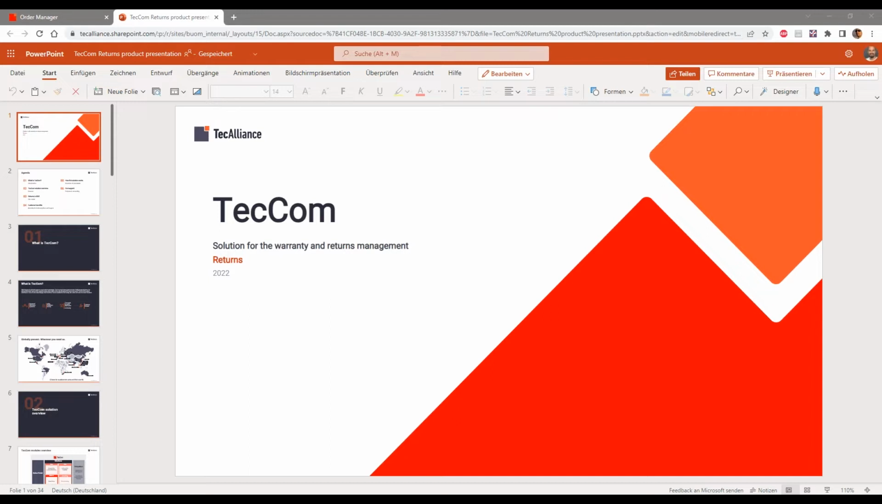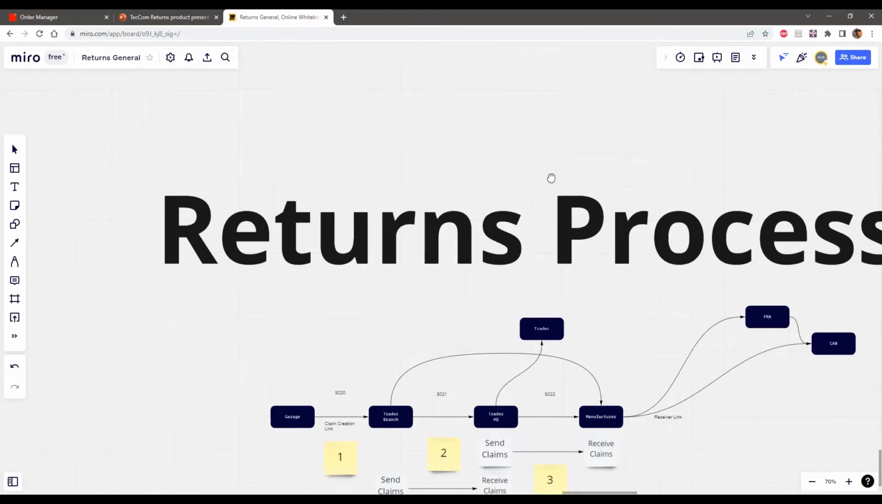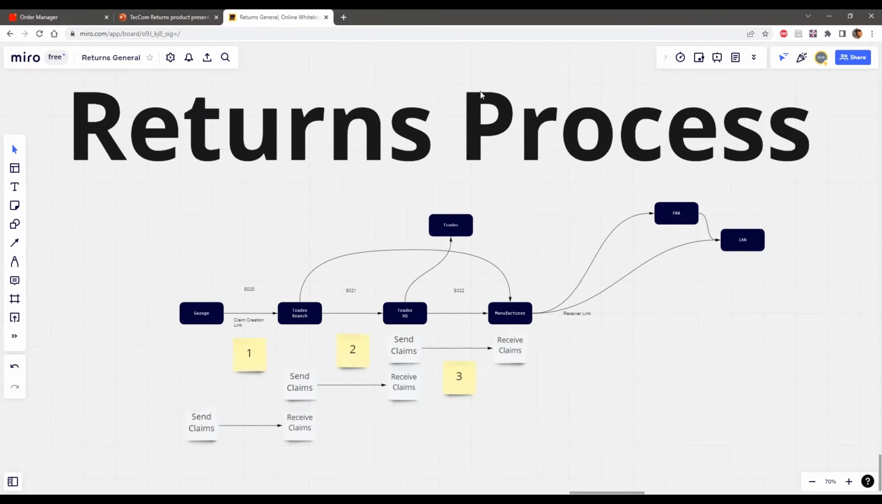So thanks, Daniel. I will start not with a PowerPoint presentation. This is not my style. I will show you a little bit about the process. For this, I created a Miro board. I really love this Miro board, and it's really good to see where we are and what we are doing.